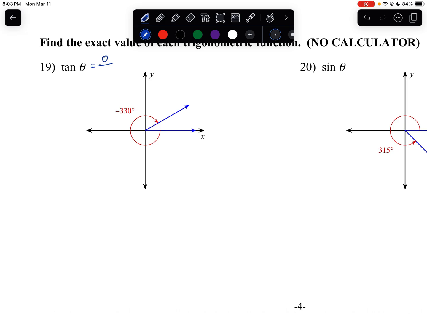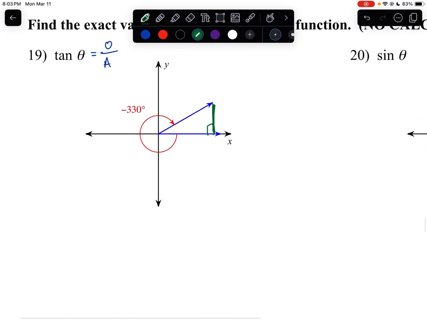opposite over adjacent. If I look at my figure right here, I need a triangle first. So I'm going to make a triangle going down. Always draw your triangle towards the x-axis. If I make this triangle right here, I get a right triangle. Then I just need to know what this angle is. If this is negative 330, this one's going to have to be 30 degrees. Then this one has to be 60 degrees. So now I have a special right triangle, a 30, 60, 90 triangle.